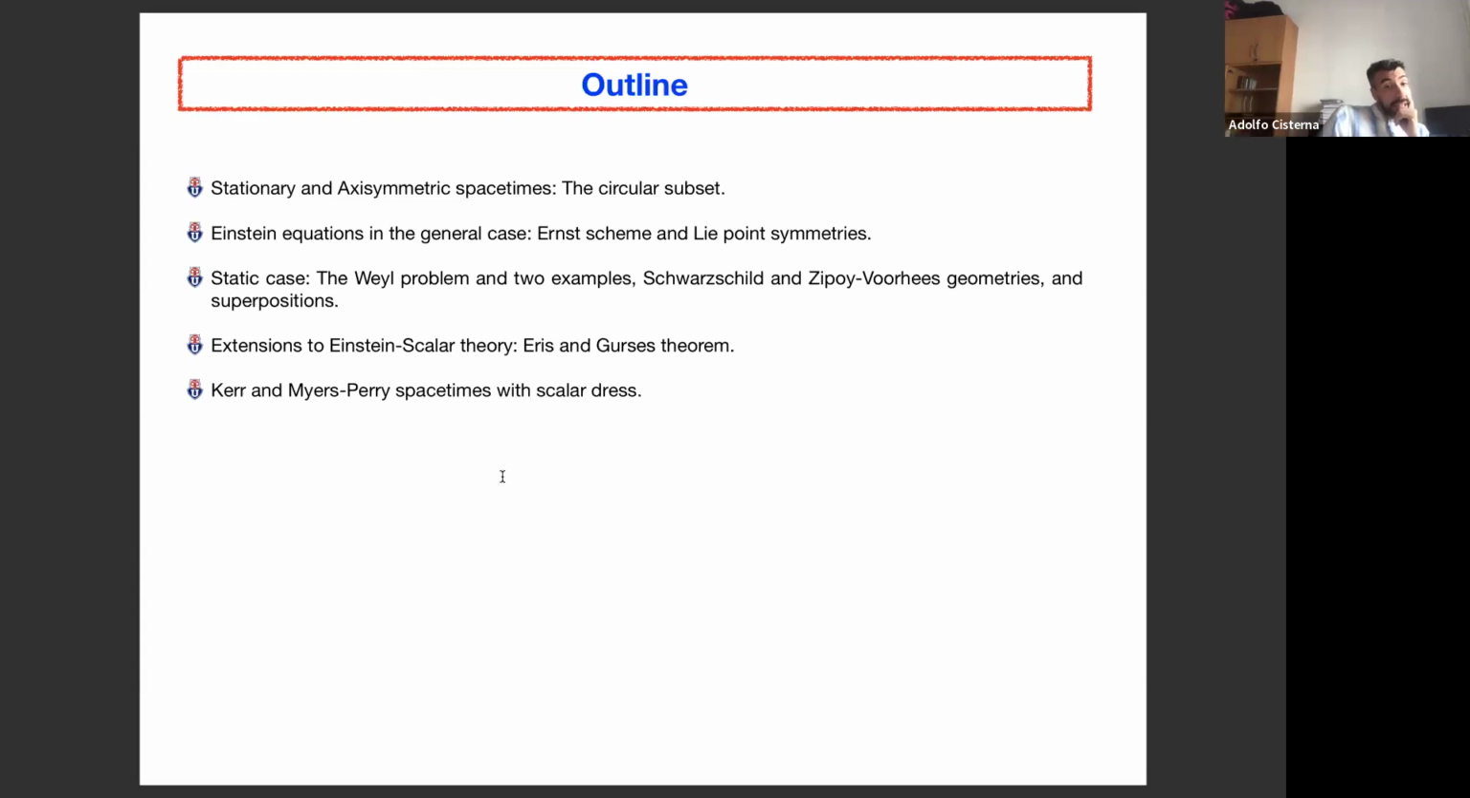Having understood how the Weyl problem works, I will then tell you the extension of this problem to the case of Einstein-scalar theory, and I will show you a theorem called the Eriş-Gürses theorem, that recently was analyzed by us and other groups tangentially. It allows you to always take a solution in GR, no matter how complex it is, even in the general stationary and axisymmetric case, and dress this solution with a minimally coupled scalar, okay? And at the end, I will show you a few examples.